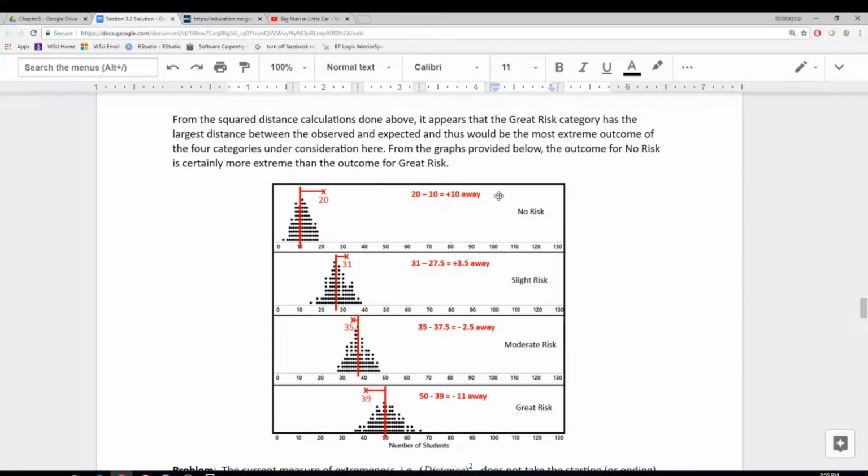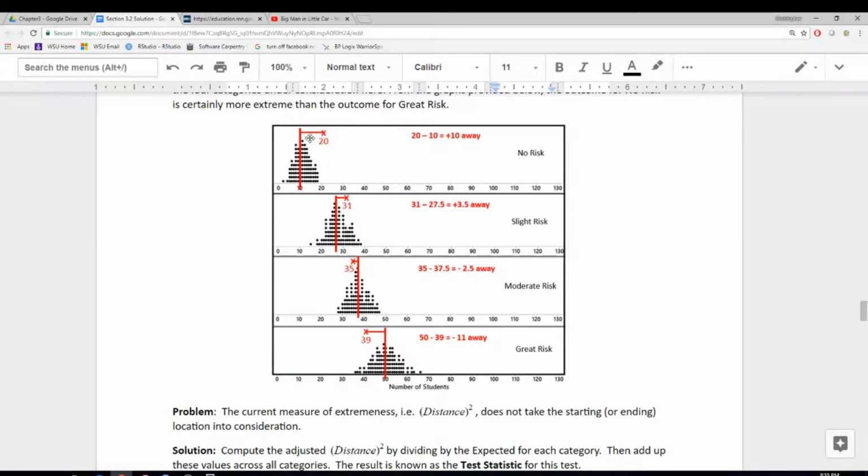So let's go ahead and just look at the graphs real quickly. As I just said, it appears that the great risk category has the largest distance and thus would be the most extreme across the four categories. But from our graphs, we can see that the no risk category here actually appears to be more of an outlier than the great risk category.